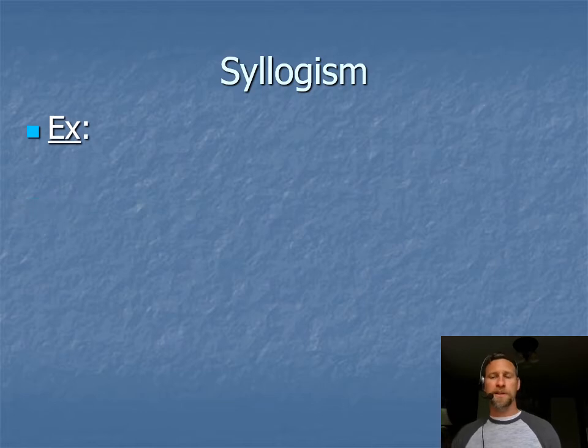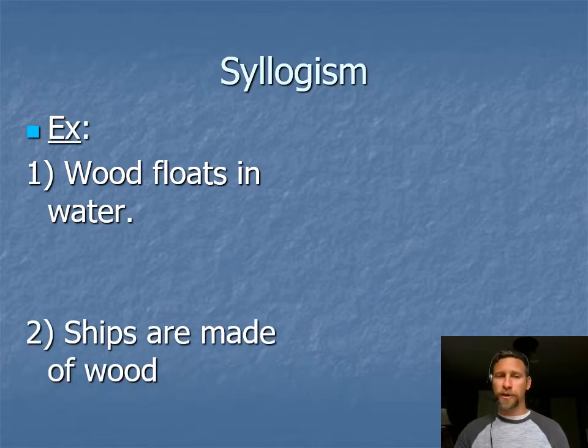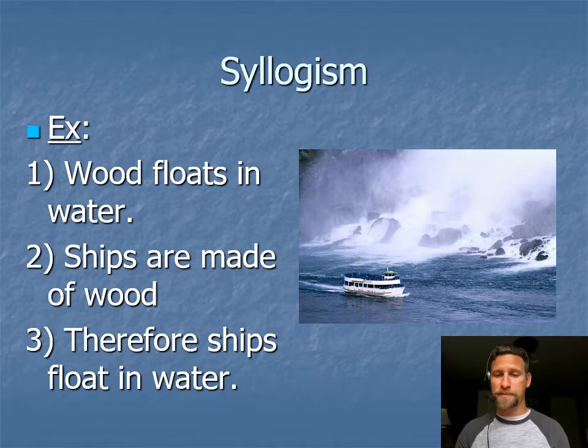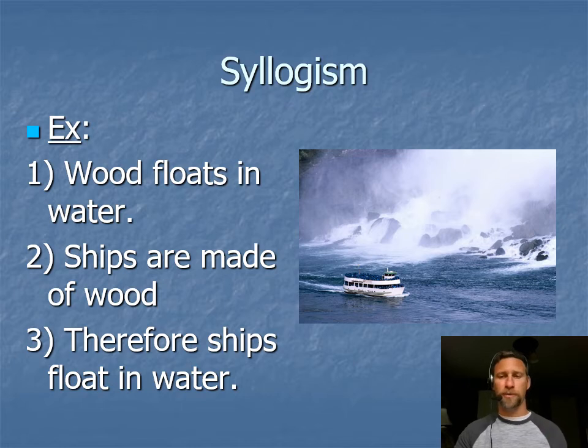So let's talk about syllogisms. First off, let me just give you an example of one so you see what these things look like. Wood floats in water. Ships are made of wood, therefore ships float in water. You can see this is very simplistic, but notice the first premise, wood floats in water, followed by ships are made of wood, forces your mind to reach the conclusion, therefore ships float in water.